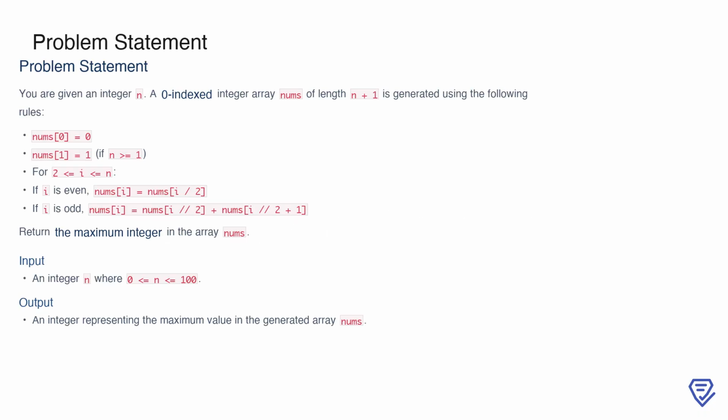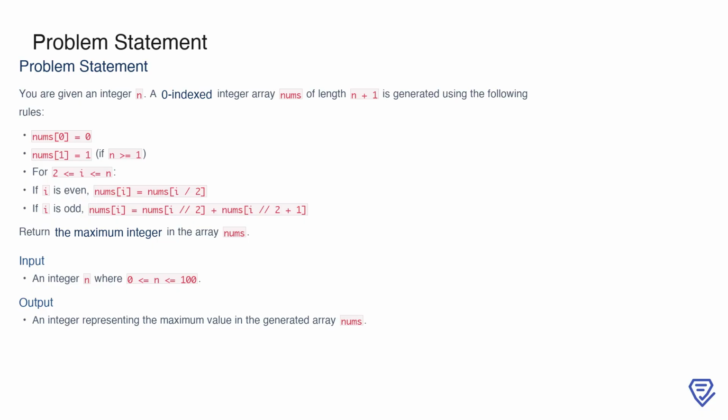In this problem, you're given an integer n, and your goal is to generate an array nums based on specific rules. The array is zero-indexed and has a length of n plus 1. The first two values are defined as nums[0] equals 0 and nums[1] equals 1 if n is at least 1. For higher indices, the values are determined based on whether the index i is even or odd.